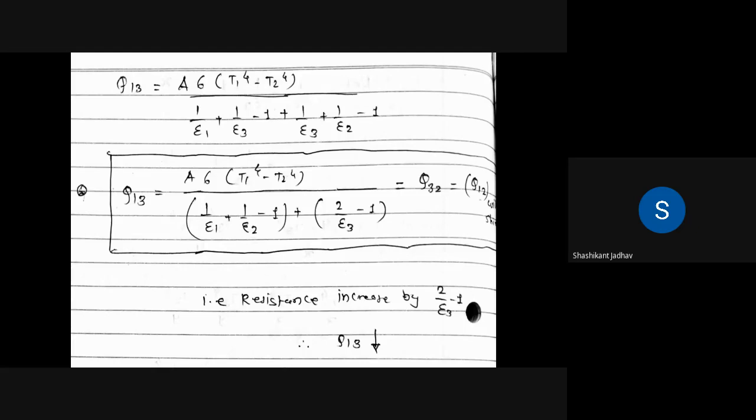When there was no radiation shield, the only additional term that has come here is 2/(epsilon3 - 1). This term is additional term is there. So therefore after that equation we have to write down that resistance increases by, by how much has the resistance increased, that value is in the bracket, 2/(epsilon3 - 1). So write down that resistance increases by 2/(epsilon3 - 1), therefore Q123 decreases. Resistance means if the denominator increases, automatically the heat transfer rate will decrease. So therefore Q13 decreases.